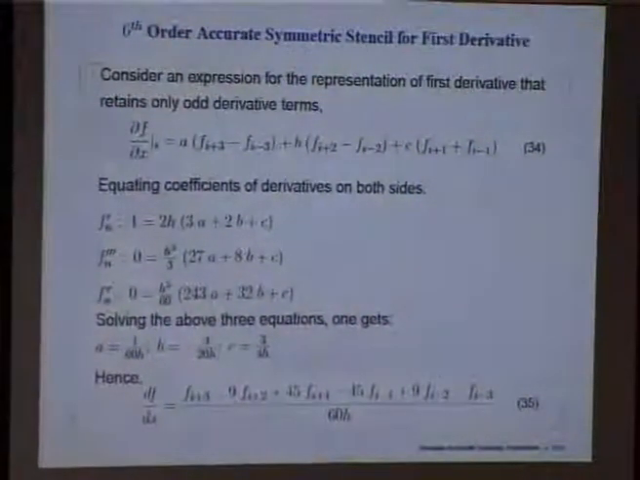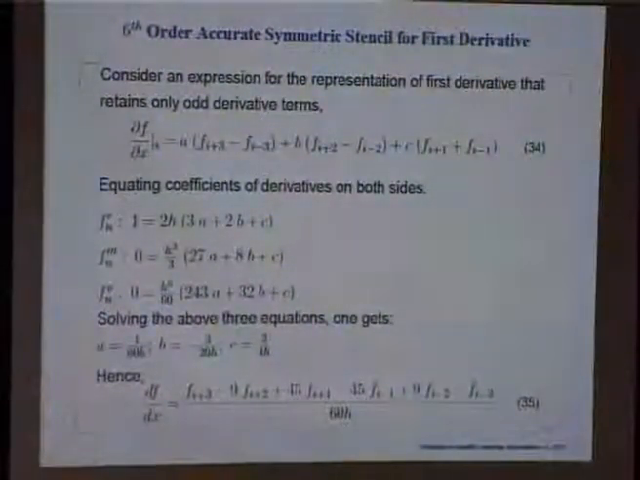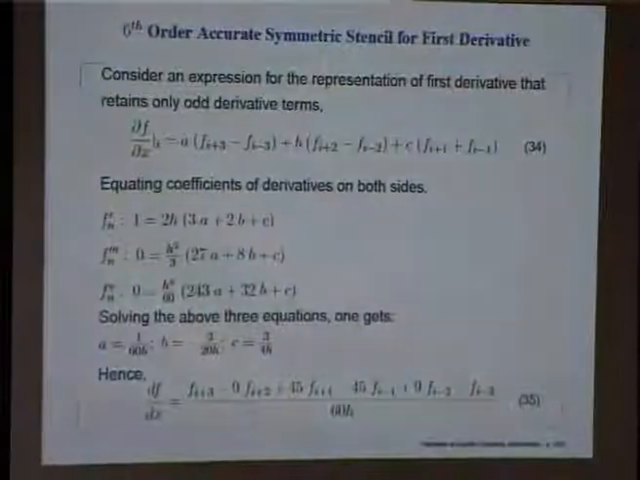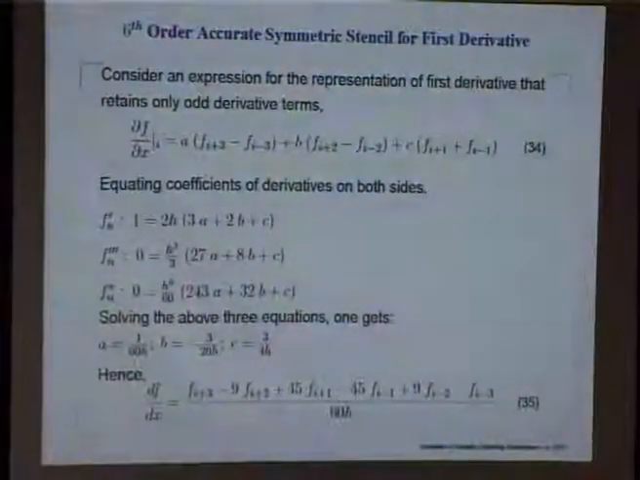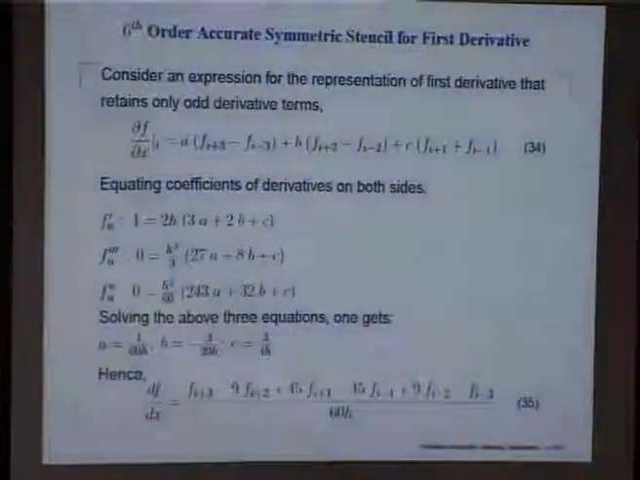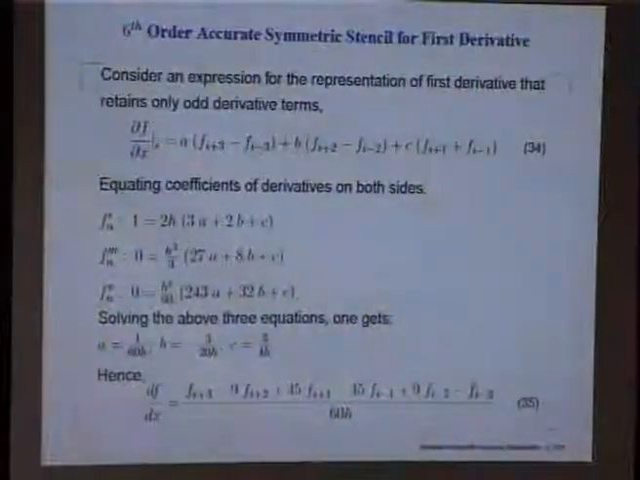So, if I am saying it is 6th order accurate, what is the leading truncation error term? That will be proportional to the 7th derivative term, right. We have stopped here at f 5. So, the next term will be f 7.